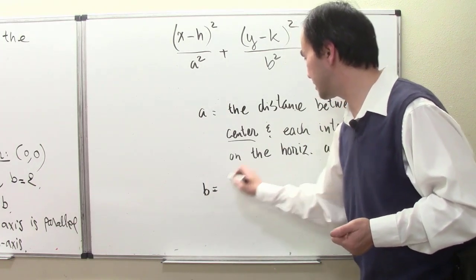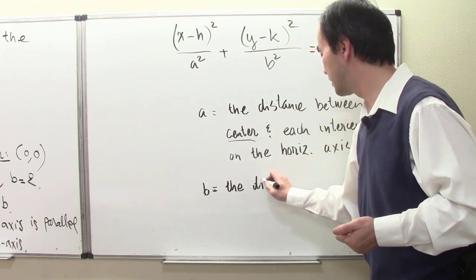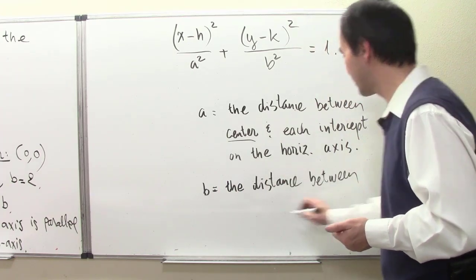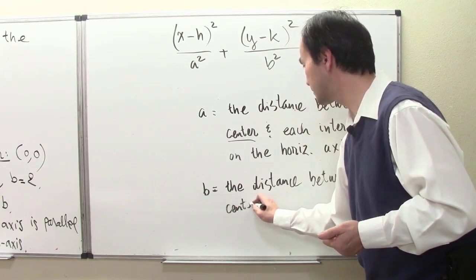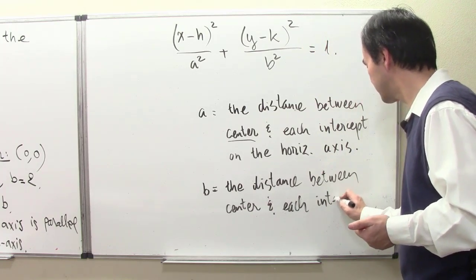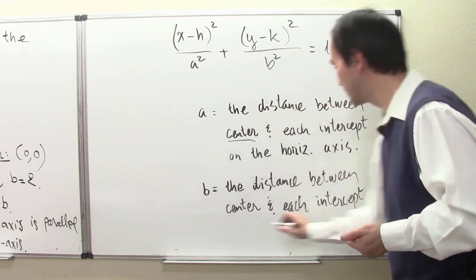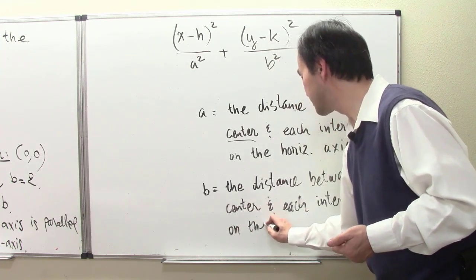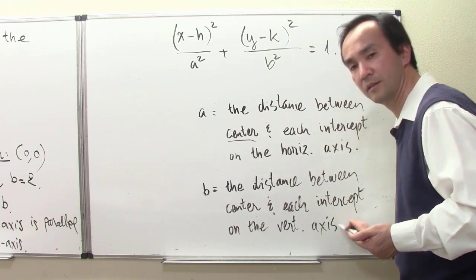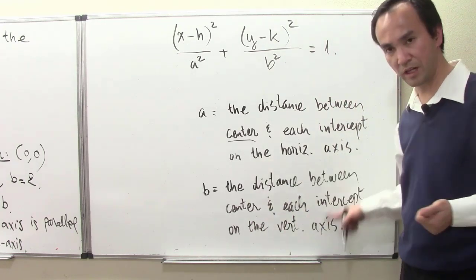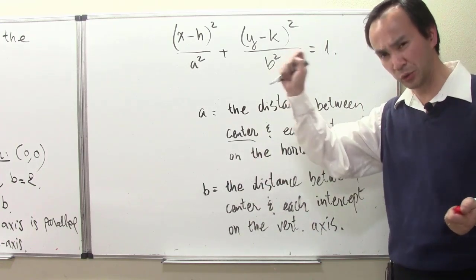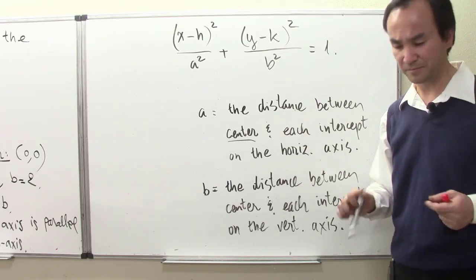b means the distance between the center and each intercept on the vertical axis. All right, so that will quickly help us find out where the intercepts are on each of the axes, instead of going through the coordinate points like that.